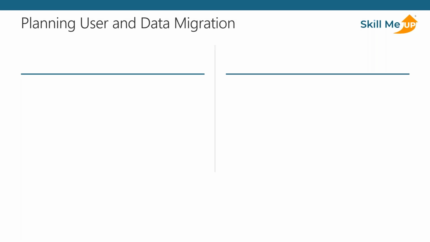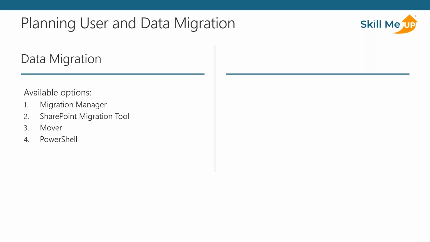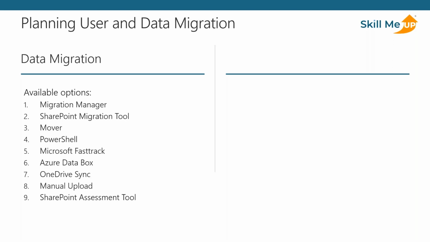Since we have everything in the tenant, we have users, we have licenses, our next thing is to plan user and data migration. Now, there are specific data migration options that are available. The first one is Migration Manager. This is available in the SharePoint Admin Center, and the Migration Manager provides a central way of connecting servers, creating tasks, and then kind of distributing that migration task.